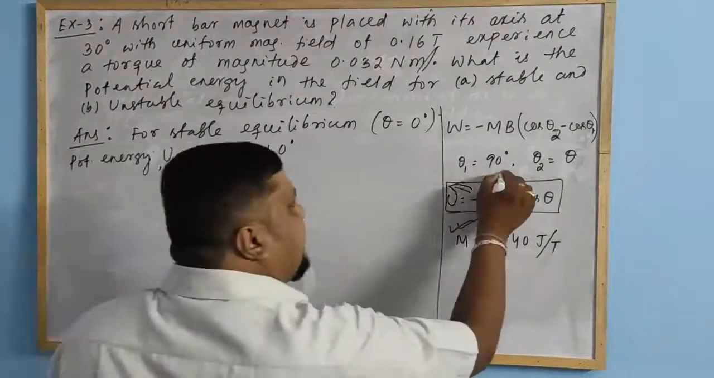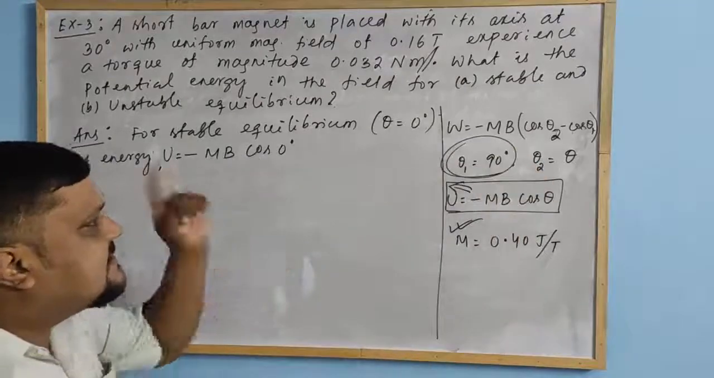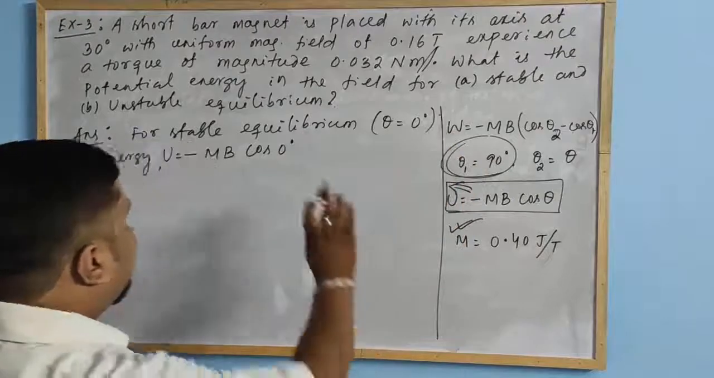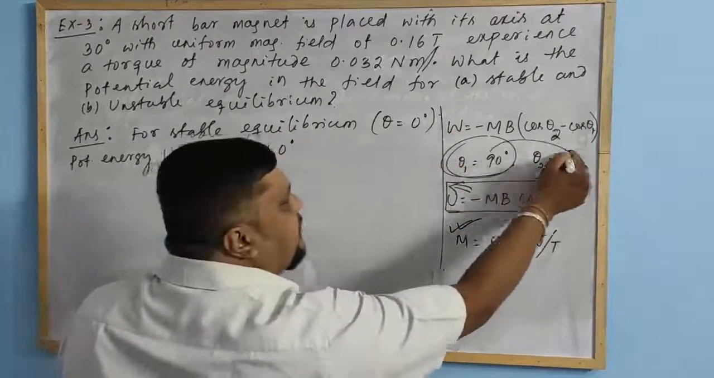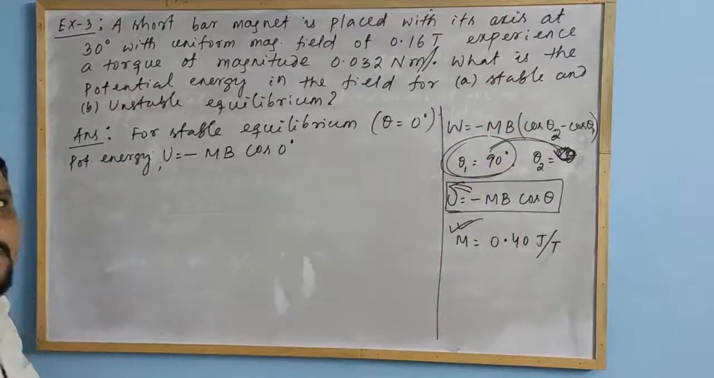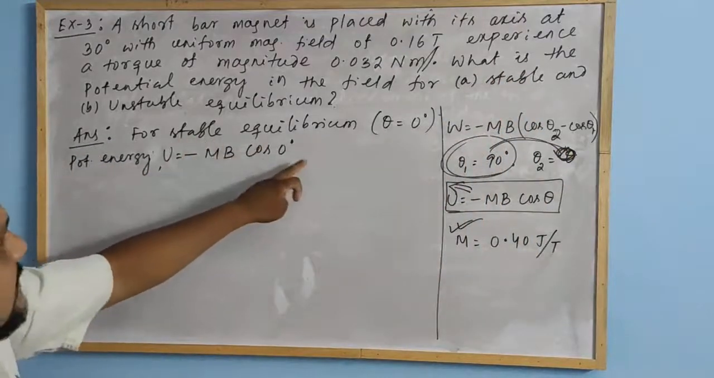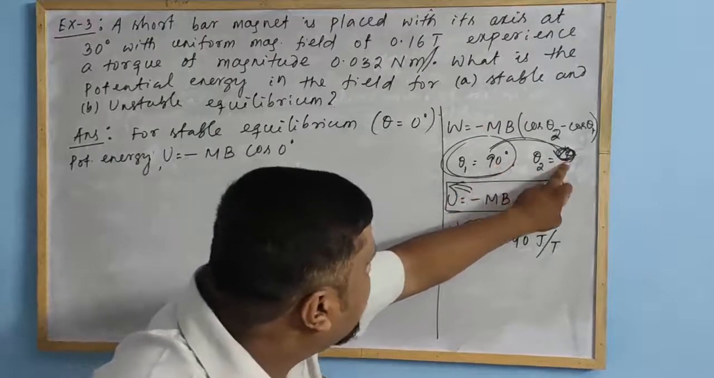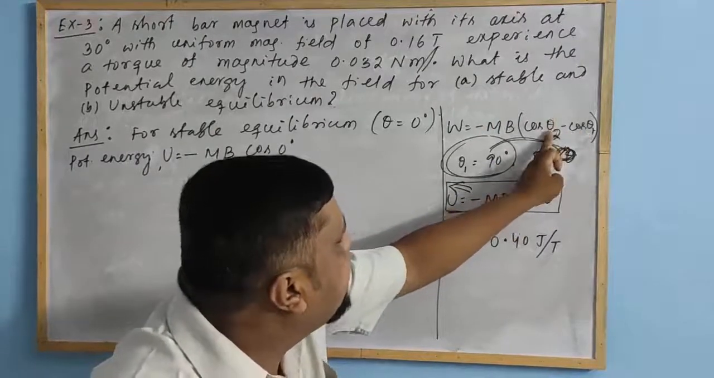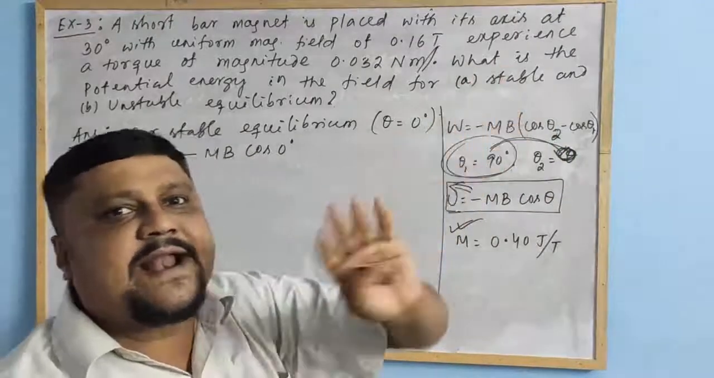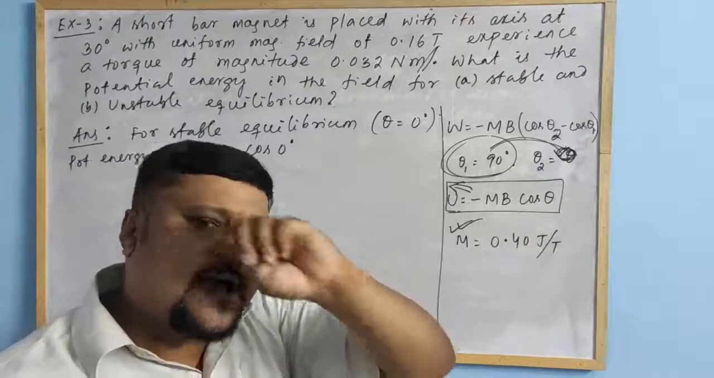Already the initial angle is 90. When you calculate this potential energy, you consider theta 1 as 90 for the work done. For stable equilibrium, the rotation is from 90 to 0. When it goes from 90 to 0, that gives you the potential energy of the stable equilibrium. That is the direct formula, and you already know the derivation part.